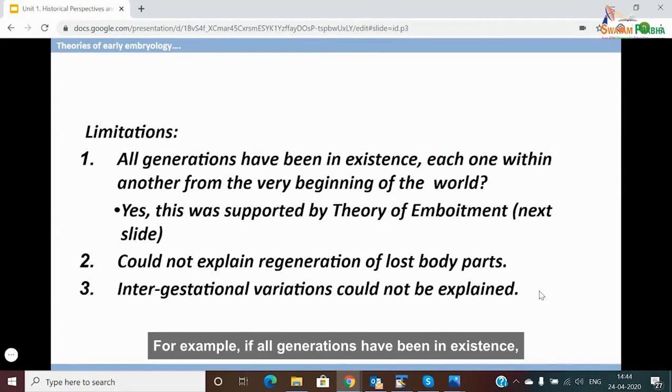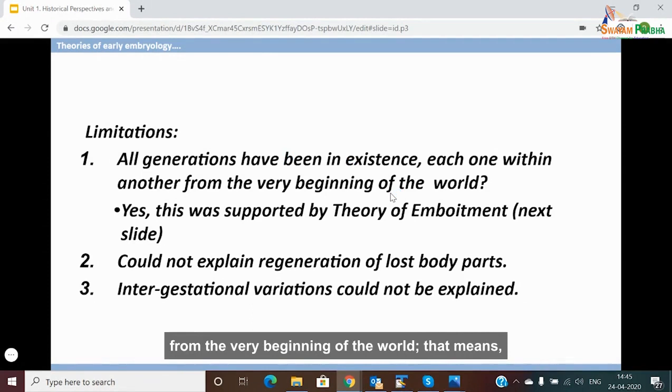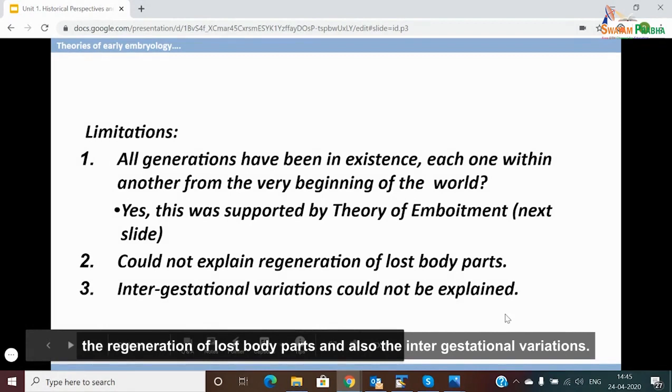For example, if all generations have been in existence, then it means each one should be there within each other from the very beginning of the world. That means that the very first embryo included within itself a tiny copy of the second preformed embryo, and also a third embryo, and also a fourth one, and so on. Although this theory was supported by the theory of involvement given by Charles Bonnet, it again failed. Also, the theory of preformation could not explain the regeneration of lost body parts and also the intergenerational variations.